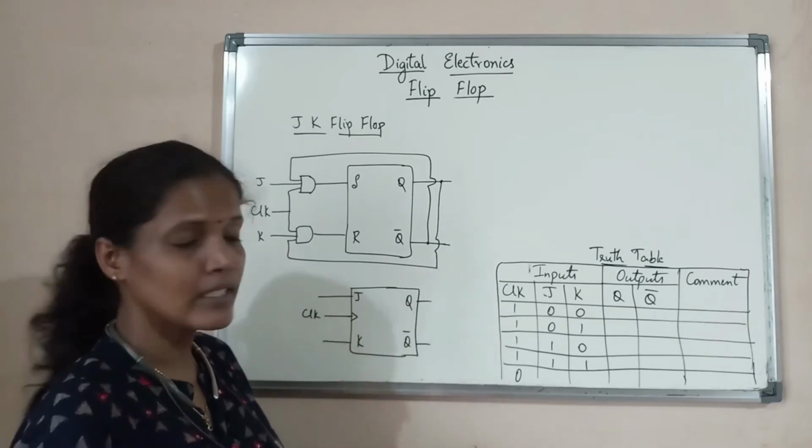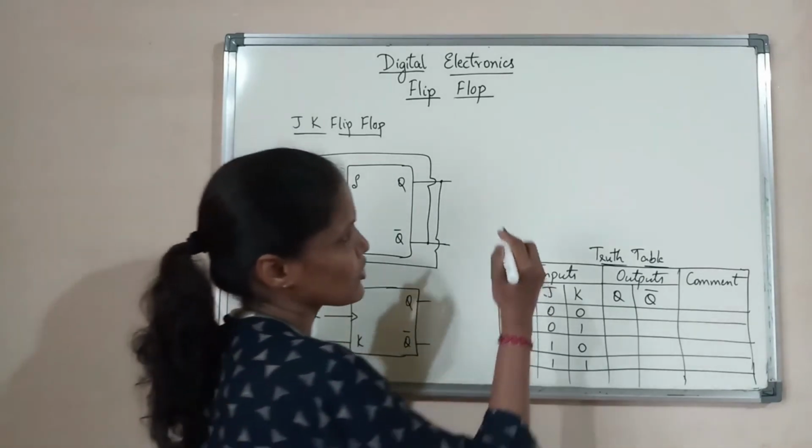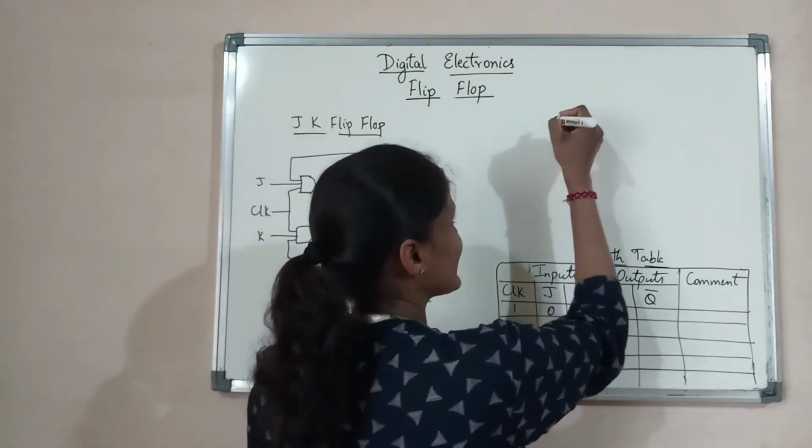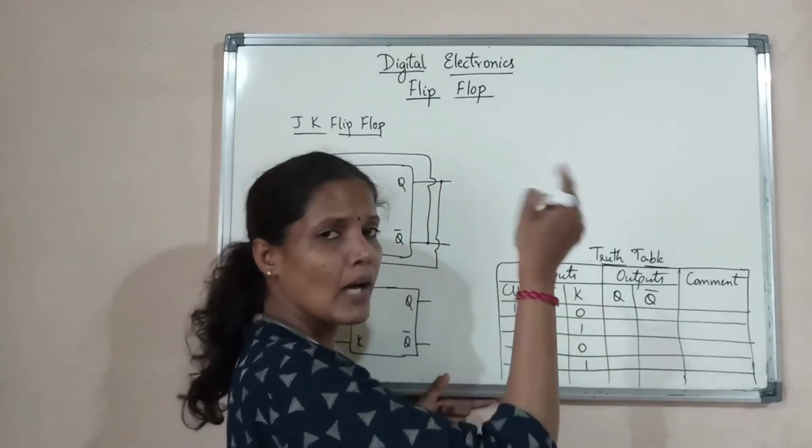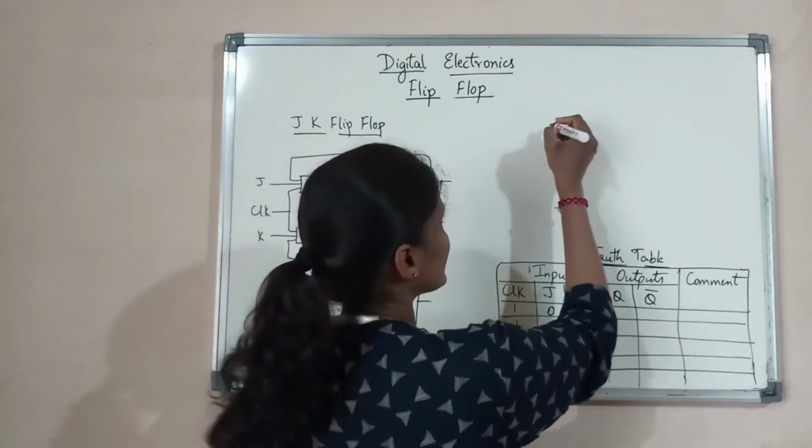And let us try to understand the truth table. So first let us draw the SR flip-flop circuit. After drawing the SR flip-flop circuit, let us see how the AND gates are connected.